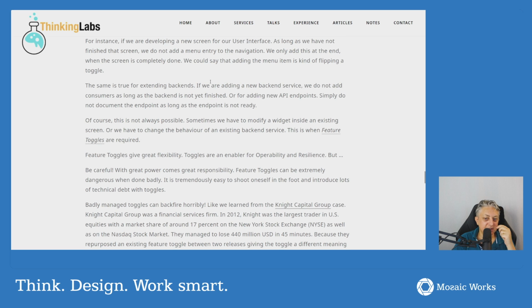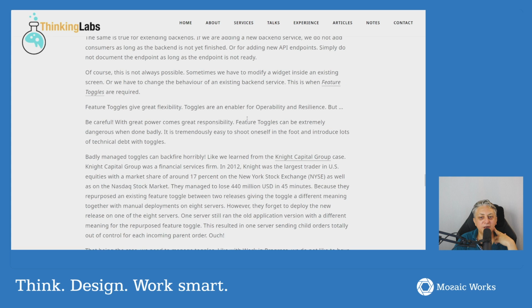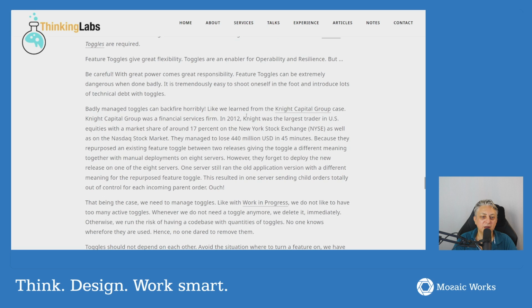The same is true for extending backends. If we are adding a new backend service, we do not add consumers as long as the backend is not yet finished. Or for adding a new API endpoint, simply do not document the endpoint as long as the endpoint is not ready. Of course, this is not always possible. Sometimes we have to modify a widget inside an existing screen, or we have to change the behavior of an existing backend service. This is where feature toggles are required. Feature toggles give great flexibility. Toggles are enabled for operability and resilience, but be careful. Feature toggles can be extremely dangerous when done badly. It is tremendously easy to shoot yourself in the foot and introduce lots of technical debt with toggles.